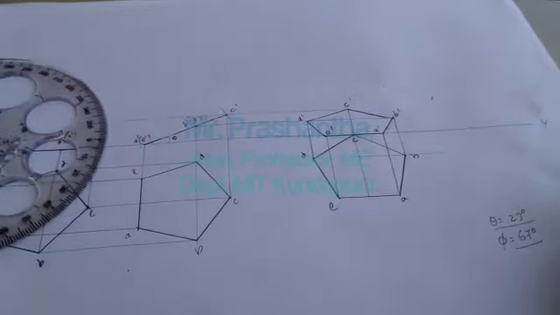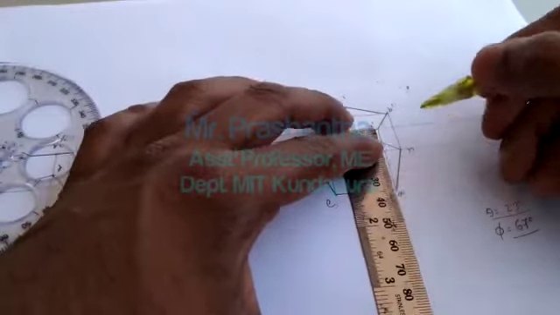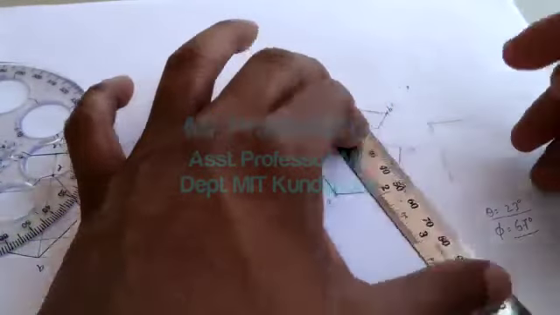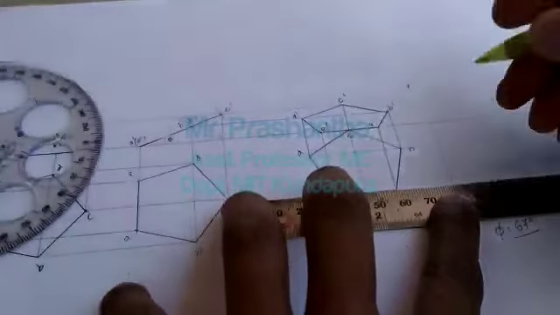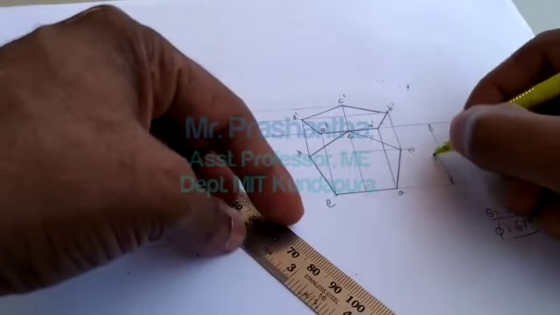And one more thing they asked, that is this distance from here to here. Measure this, and it is 34 mm.